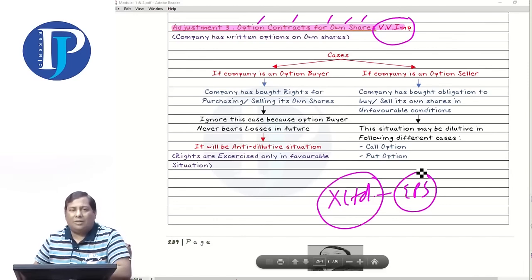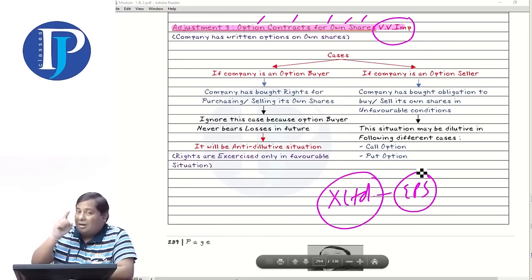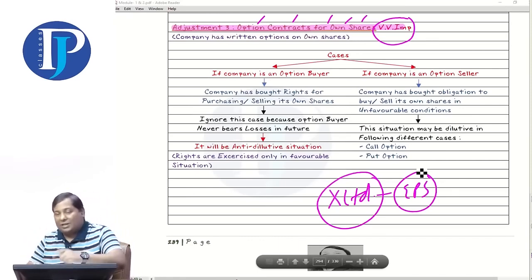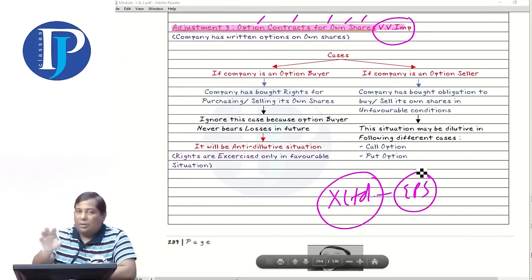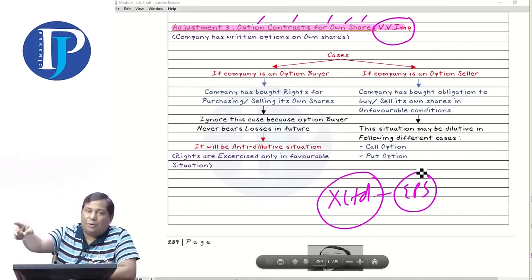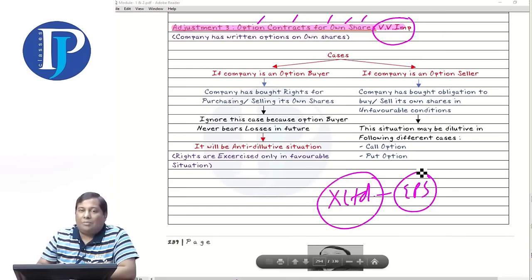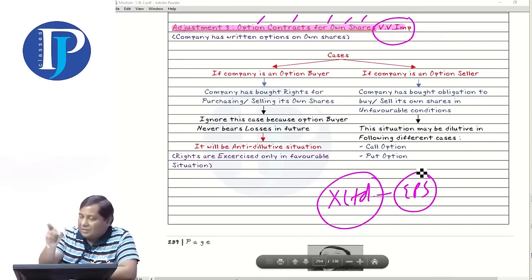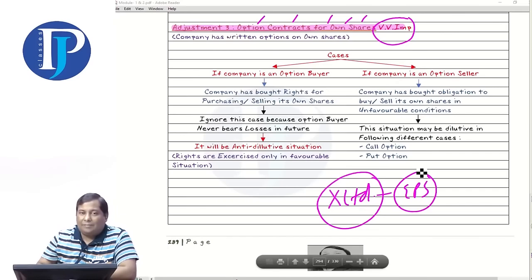We won't even talk about this issue, but what is our issue? If I am calculating EPS for X Limited as per Ind AS 33, and this company has sold options on its own shares, then if this company becomes an option seller, it will be trapped in an obligation because the other party has already paid the premium. Clear? The company has the option premium, so it is involved in an obligation. We will have to work according to the intention of the other party.